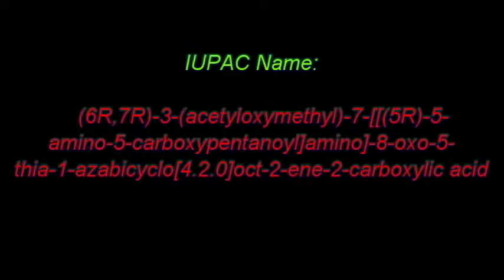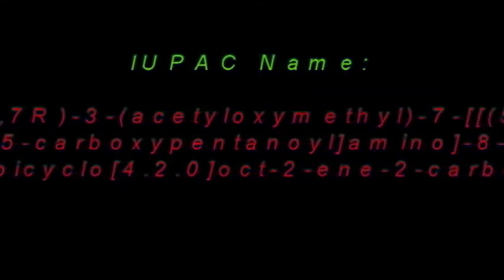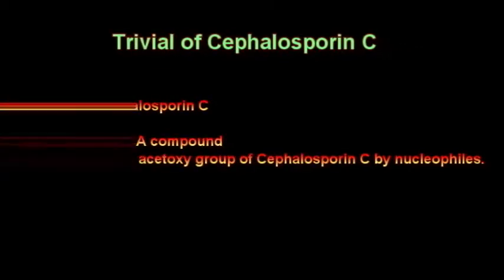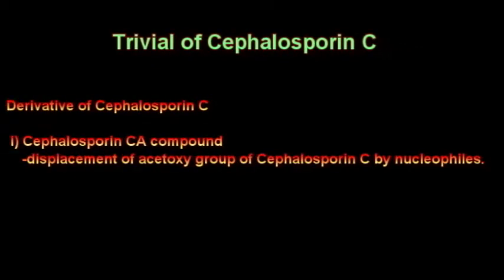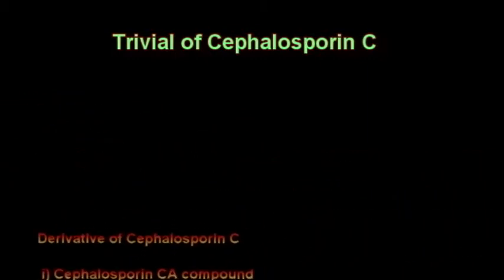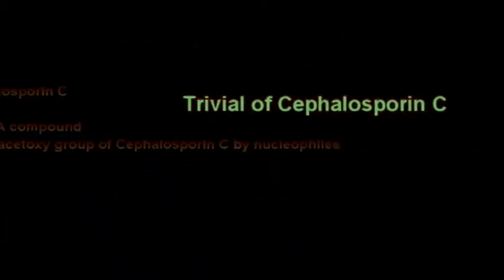The IUPAC name for cephalosporin C is as shown. Next, for trivial details of cephalosporin C, there are derivatives of cephalosporin, such as when the acetoxy group of cephalosporin C is displaced by a nucleophile, it will result in a cephalosporin CA compound.